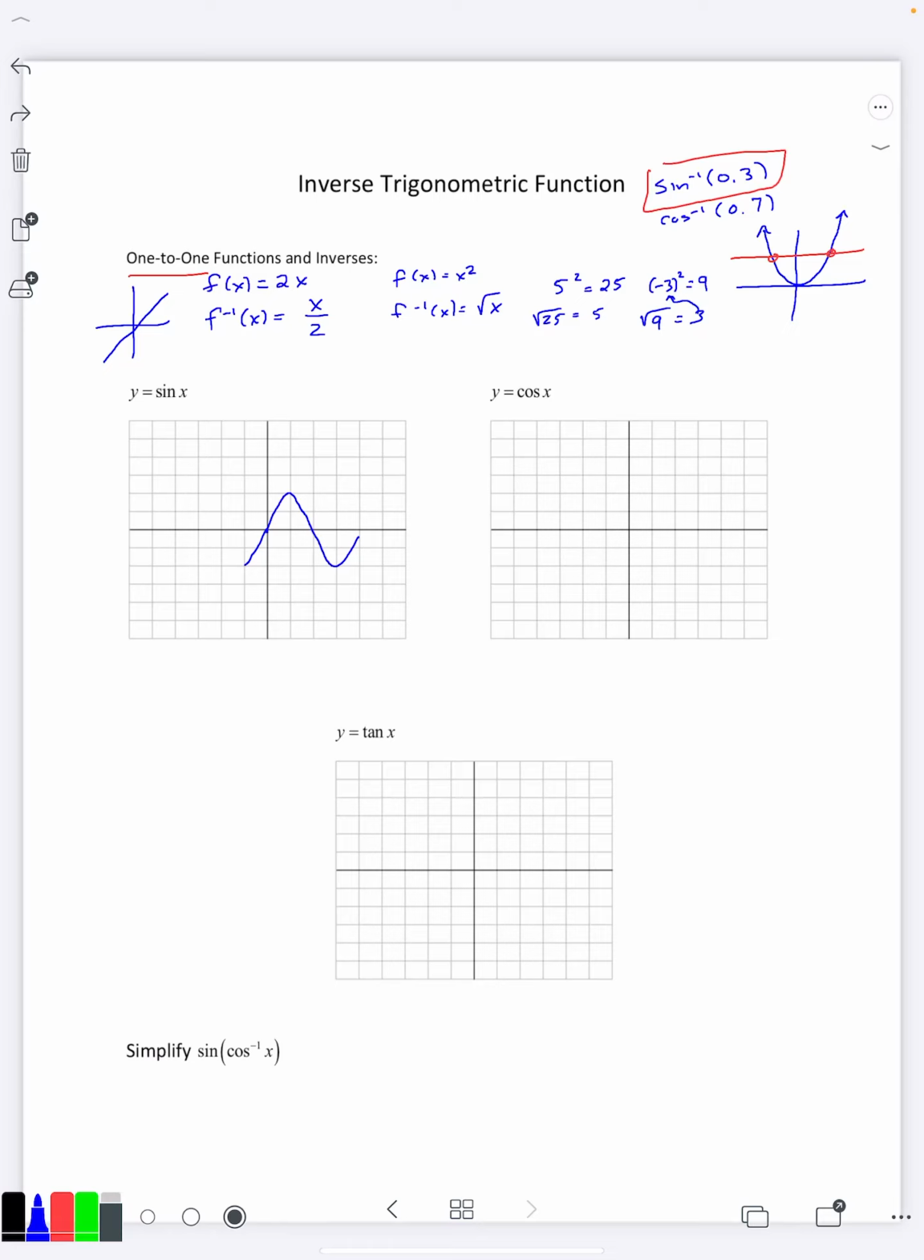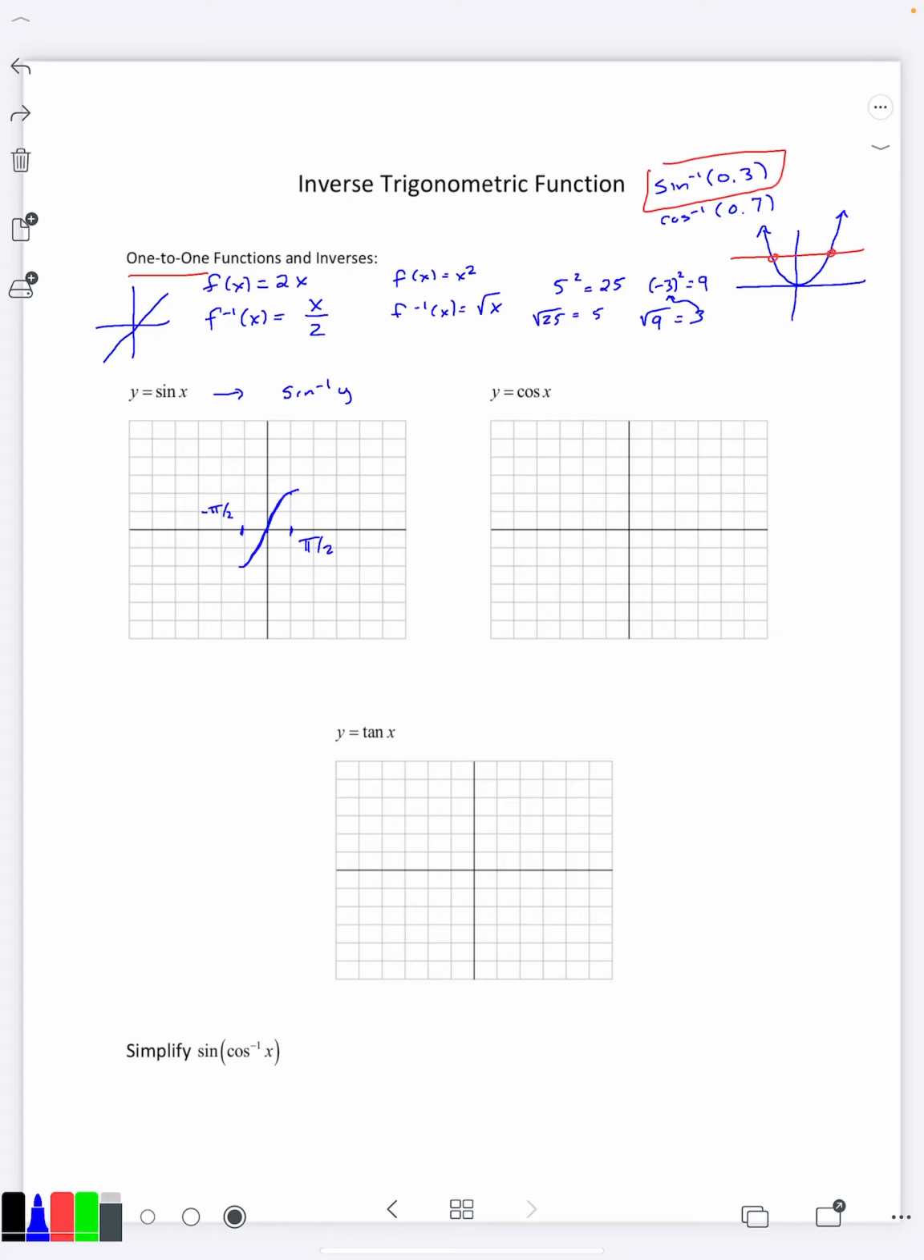Still fail the horizontal line test. I'm going to erase some more. And as soon as we erase this much here, to where my graph starts at negative pi over 2 and ends at positive pi over 2, this piece of the graph passes the horizontal line test. What that means is that this piece of the graph does have an inverse function. And that's what the inverse function is that we've been using in the past. It's just this piece of the graph.